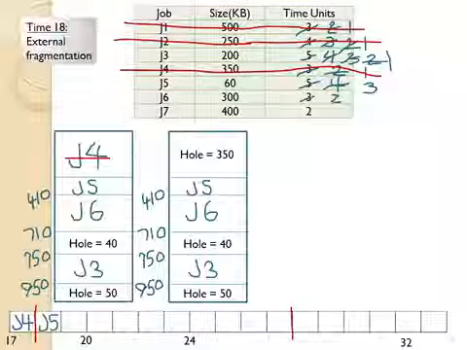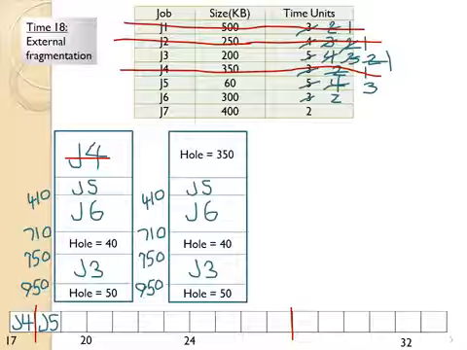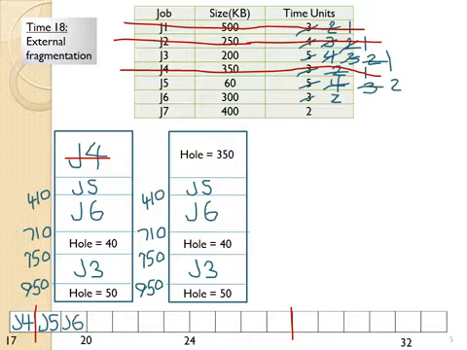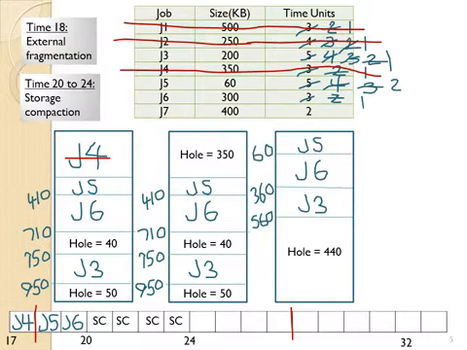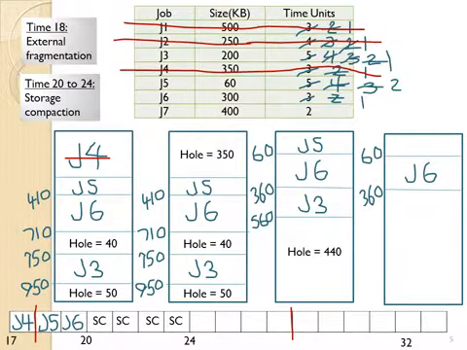So now we will continue to cycle through until we can either do storage compaction or we clear the memory. So job 5 will go, followed by job 6. And now the current time is 20. So now from time 20 to 24, we will perform storage compaction, which means we will move all of the jobs to one area and we will combine the holes that are there into one large hole. And now we can put job 7 in.